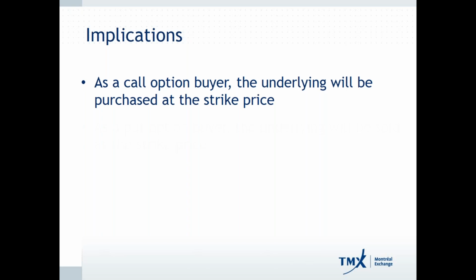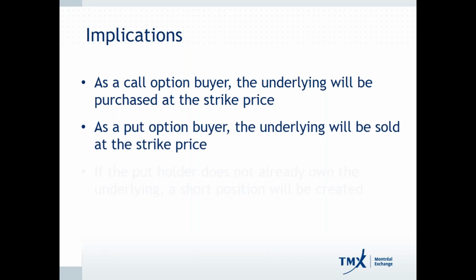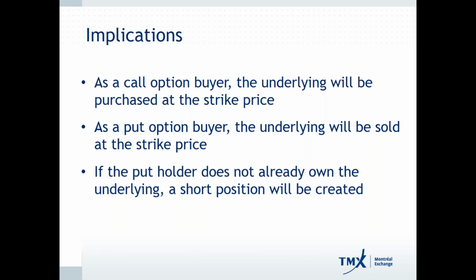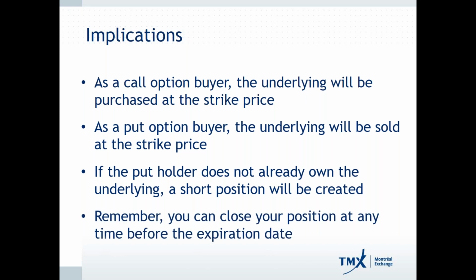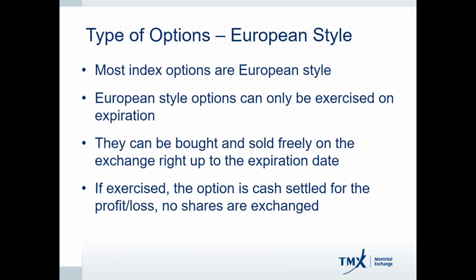Now the implications: for a call buyer, the underlying will be purchased at the strike price or higher. For a put option, the underlying will be sold at the strike price or lower, and if the put holder does not already own the underlying position, a short position is created. In other words, you could often buy put options as a synthetic short sell and then use it to exercise your right to short sell a stock. Now, obviously, there has to be enough inventory and other little logistical things that you'd have to deal with the brokerage on, but some people will use this as a way of short selling their stocks.